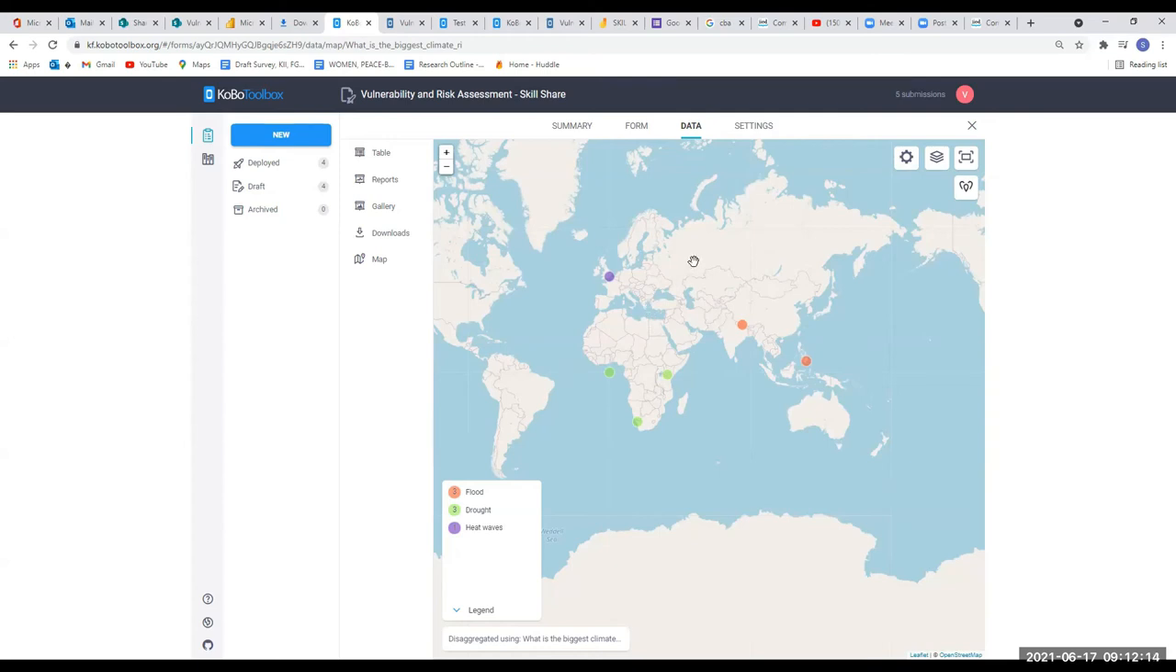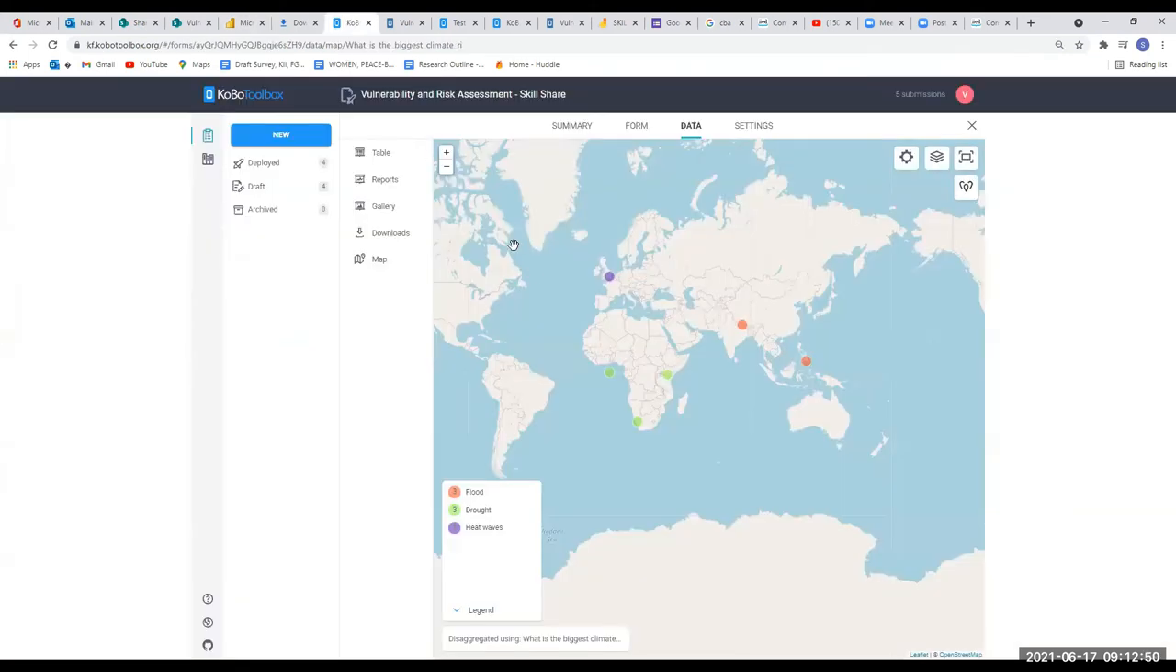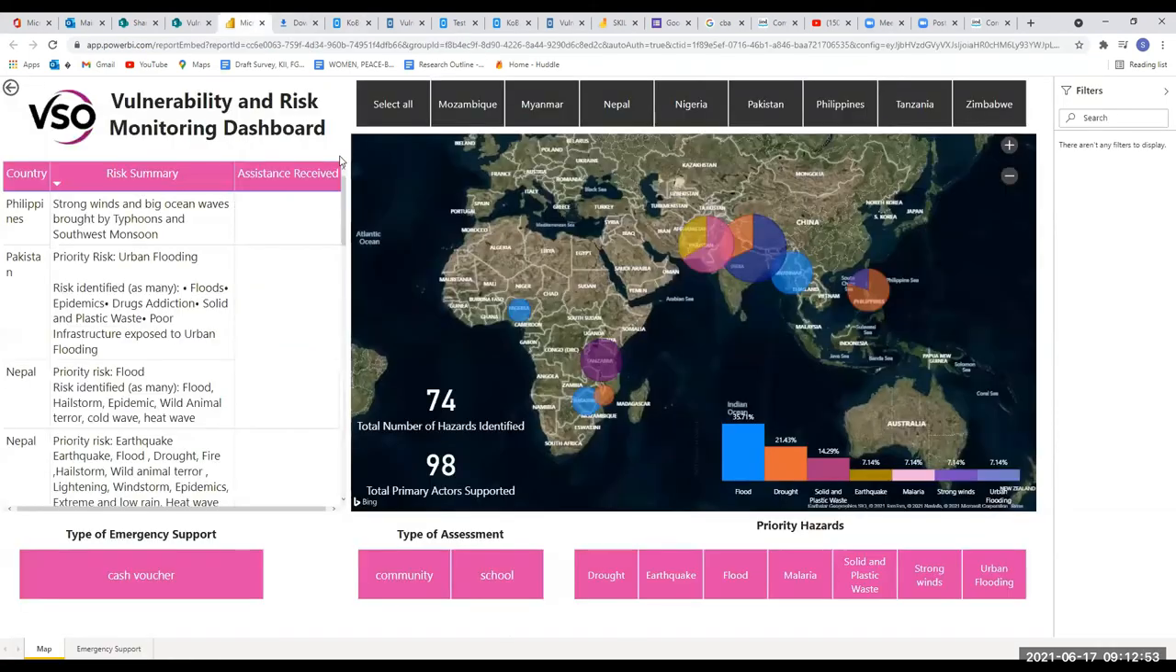Aside from this, there are also other options wherein we can create more features and filters in the dashboard. One of the ways is to use API connectors. That means the data from the Kobo server is synced to software such as Power BI. That is how VSO is able to populate its dashboard on vulnerability and risk monitoring. Another option that we know is using Google Data Studio.